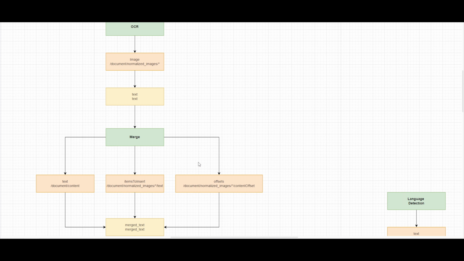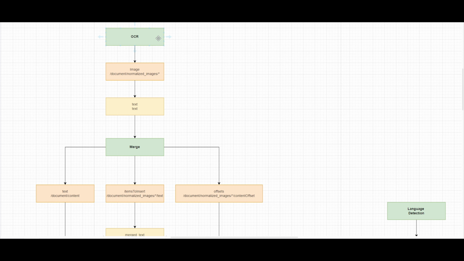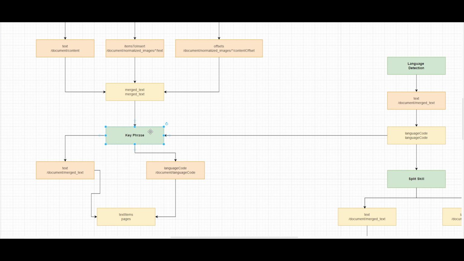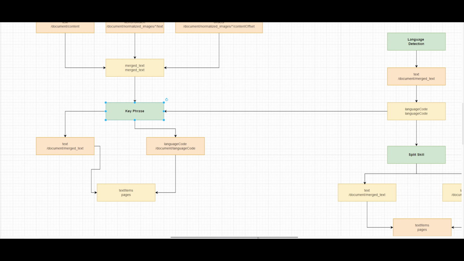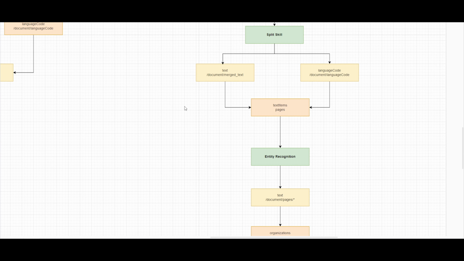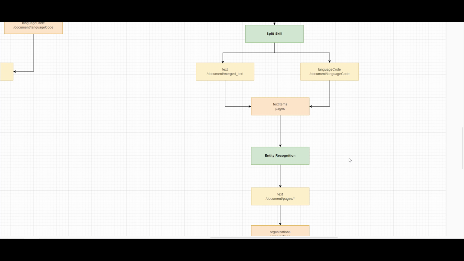When we do the demo in the next video, we are going to be building exactly this solution. We are going to be creating an OCR from the blob storage. We are going to be merging the result from the OCR, and from there, we are going to be extracting the key phrases using the language code from the text merge. After that, we will be using the split skill to create smaller documents, and then we are going to be scanning those documents to identify entities in them.